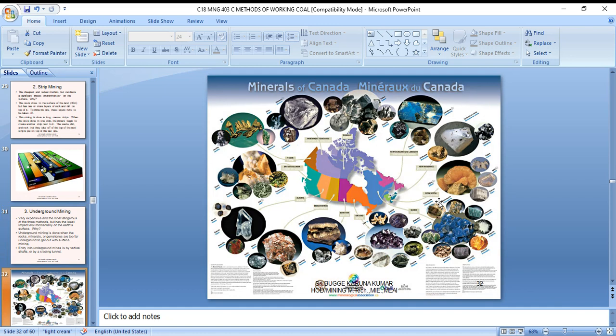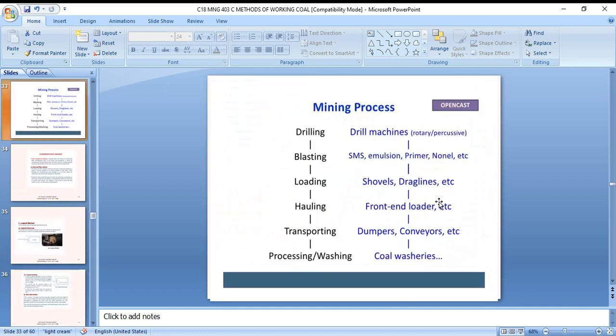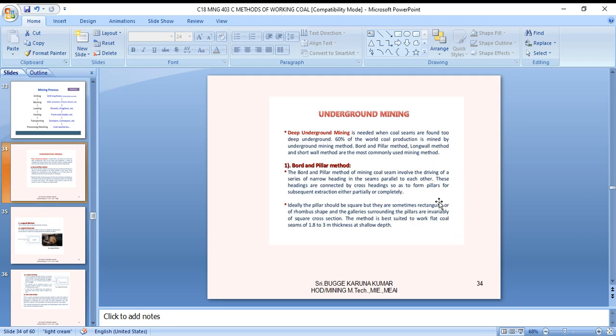So minerals in Canada and Mexico are critical. So in the mining process, drilling is a basic activity. Then blasting with explosives, loading and hauling, transport and processing, and washing are the basic activities of any mining process. Drilling machines and primary crushers are used. You can use a shovel and dozer, front end loader, dumper and conveyor, and coal washers. This is open cast mining.